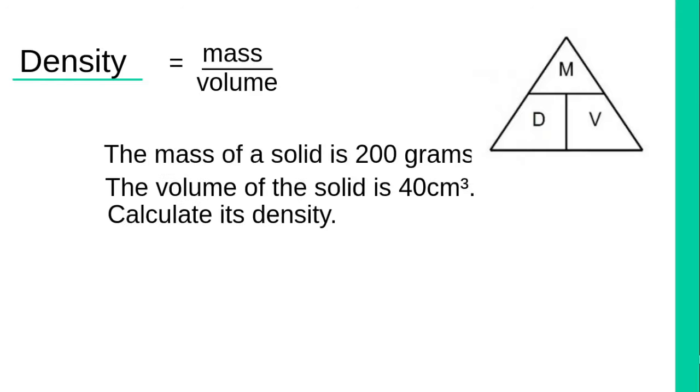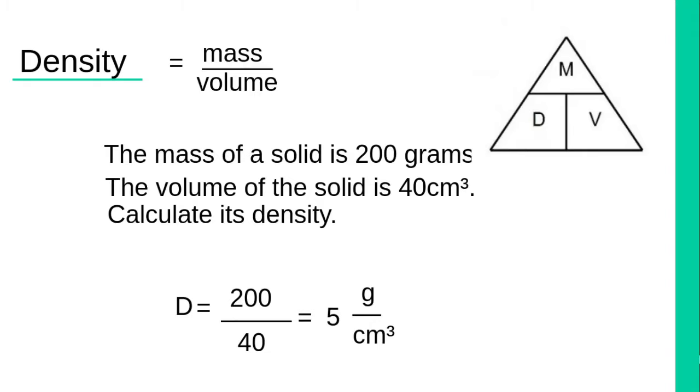So, for example, if the mass of a solid is 200 grams and the volume of the solid is 40 cubic centimeters, we can be asked to calculate the density. For this, we know that the density will be equal to the mass divided by the volume. The mass is 200 grams divided by 40, the volume. And so 200 divided by 40 is 5, and the unit will be grams divided by cubic centimeters, because those were the units for the mass and the volume respectively.